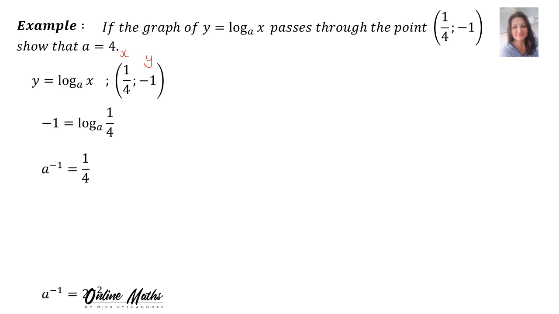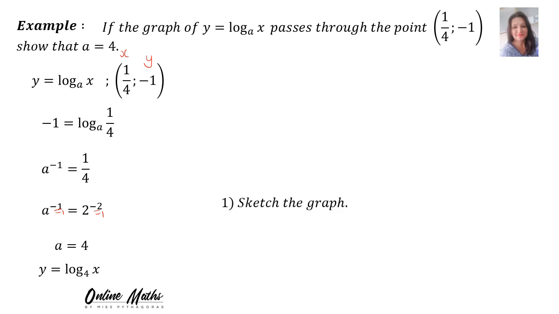And then a quarter you can write as 2 to the -2. And then in your next step, you're going to say divide by -1, divide by -1. Therefore, a is equal to 4. And then your equation y is log 4x.